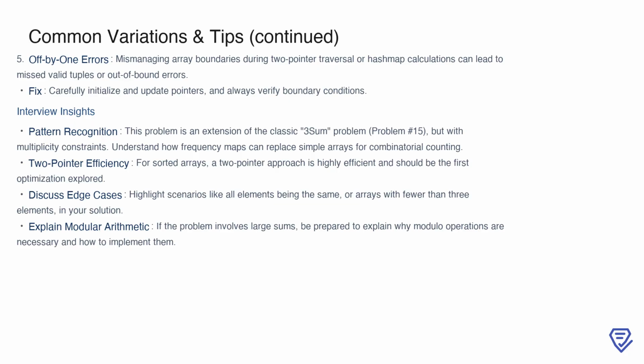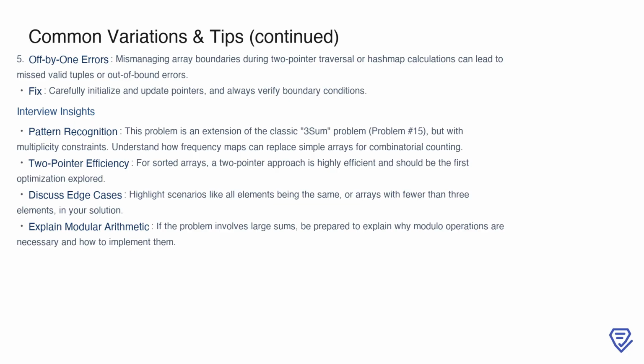Off by one errors are another common issue to watch out for in this problem. These errors occur when array boundaries are mismanaged during two-pointer traversal or when performing hashmap calculations. For example, pointers might go out of bounds or miss valid tuples entirely if boundary conditions aren't properly handled. To fix this, it's important to carefully initialize and update pointers while verifying all boundary conditions.